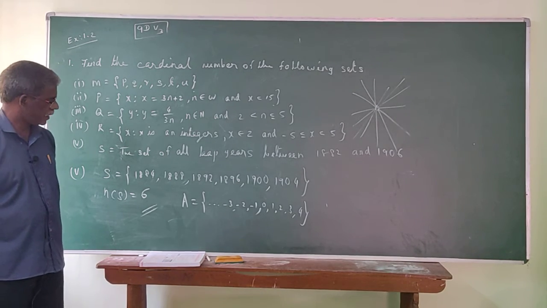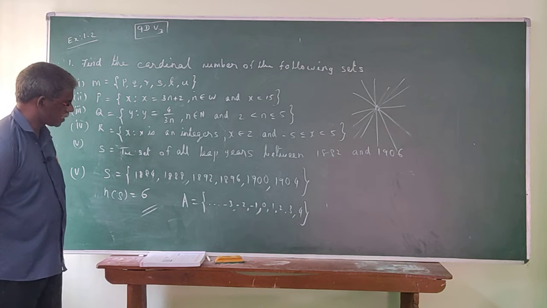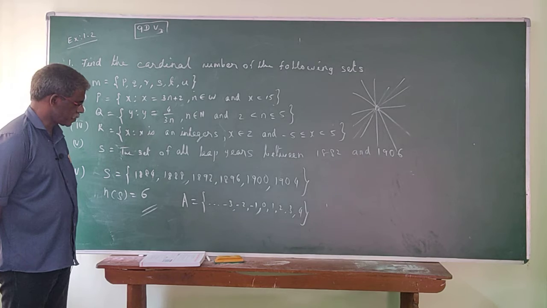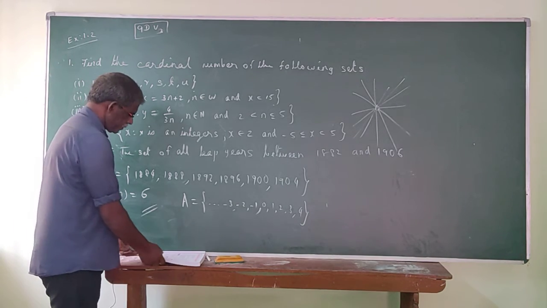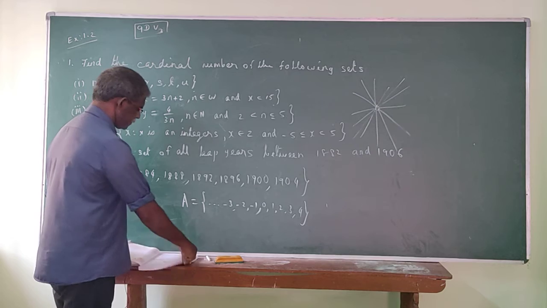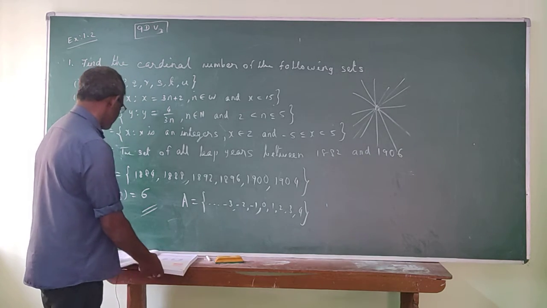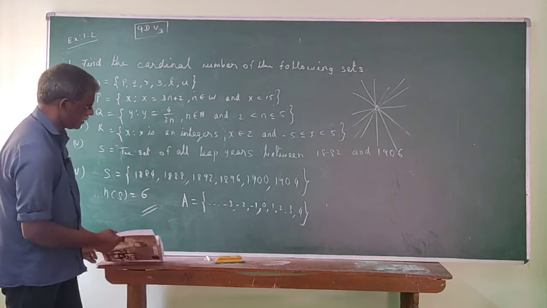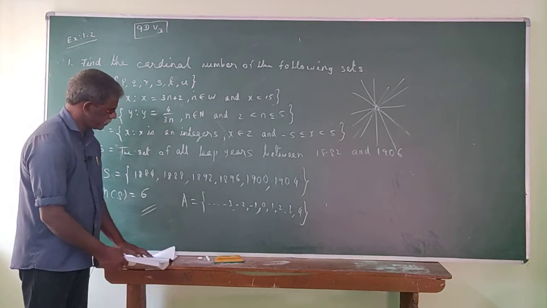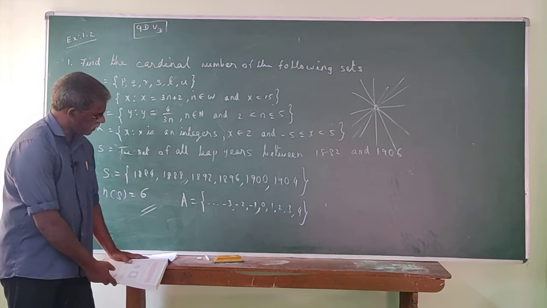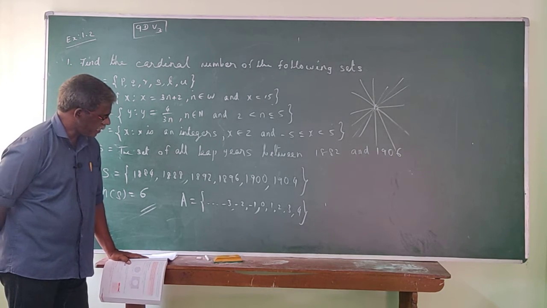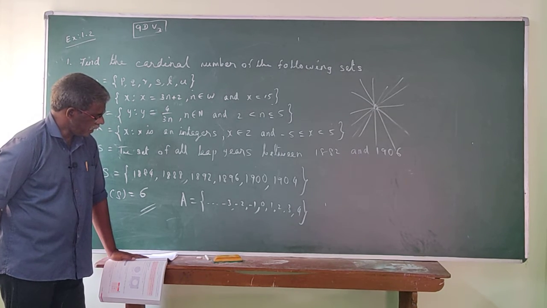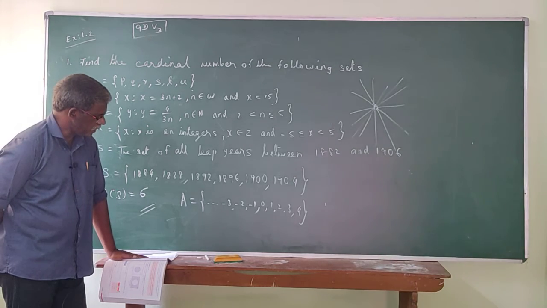So in exercise 1.2 I explained question number 1 and 2. Then question number 3. That's also very easy. For the easy questions I will explain shortly. Which of the following sets are equivalent or unequal or equal sets?